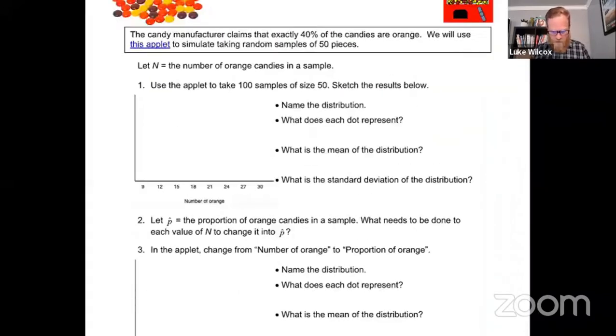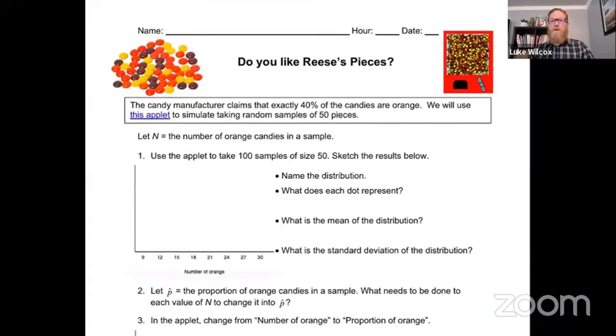Okay, page 1 of the activity here today. The question that we're trying to answer is, do you like Reese's Pieces? And I will be honest with you, my 11-year-old daughter, Reese, yes, her name is Reese, guess what? Her favorite candy is Reese's Pieces. And one day she claimed to me that she really likes the orange ones better than the other 2.